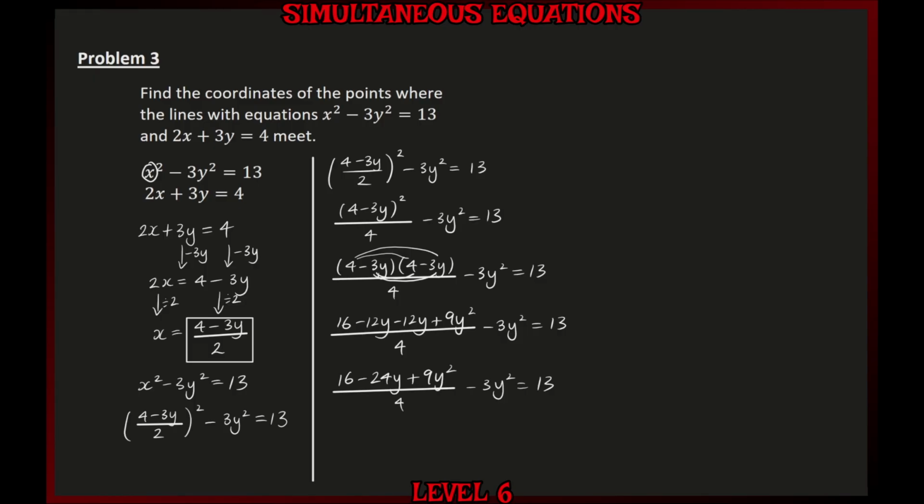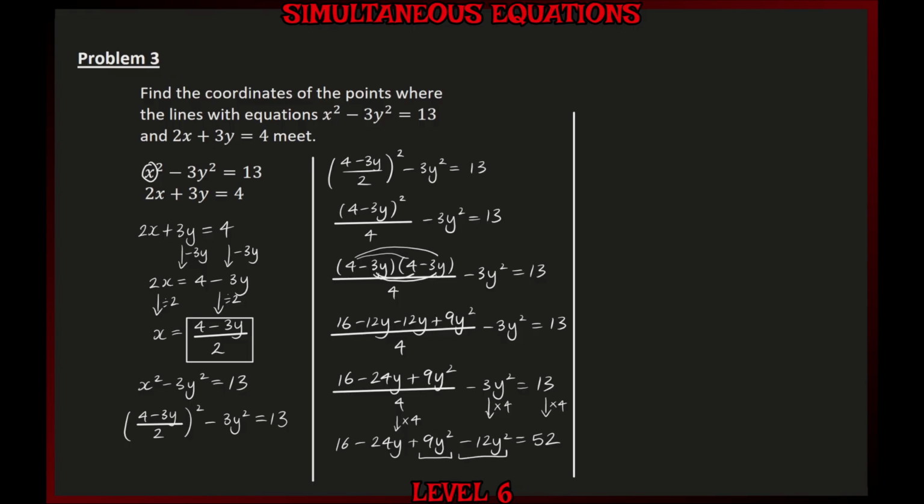So if we multiply the fraction by 4, this eliminates the denominator and just leaves us with 16 minus 24y plus 9y squared. We also need to multiply the minus 3y squared by 4. So this is minus 12y squared. And we also need to multiply the 13 by 4, which gives us 52. We can now simplify the left side of this equation by collecting together the like terms. So we have 9y squared minus 12y squared, which gives us minus 3y squared. And we still have a minus 24y, a plus 16, and that's equal to 52.